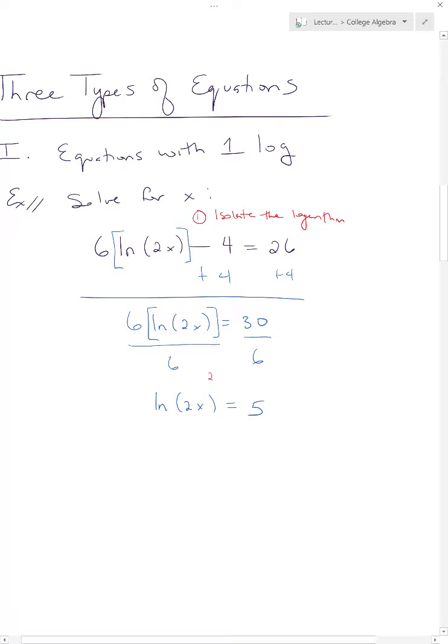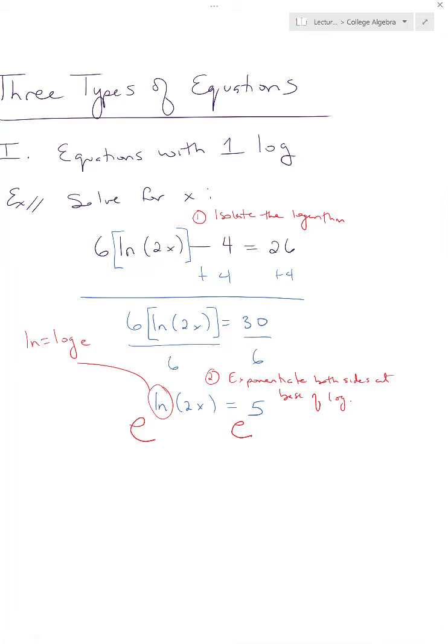The second step, once you have isolated your log, is to exponentiate both sides at the base. So I exponentiate both sides of my equation at the base of my logarithm. In this case, because I have a natural log, remember that the natural log is a shorthand way of writing log base e. So we'll never see log base e, but because my base is e, I exponentiate both sides at base e. So e becomes the big number to both sides.